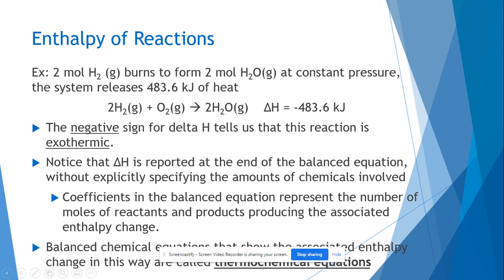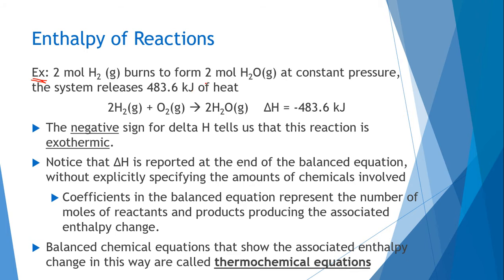So, in terms of that, we're going to go through this little example and a couple things that I want to hit on. Oftentimes, you're going to see the problem worded like this in the example. 2 moles of hydrogen gas burns to form 2 moles of water vapor, because it's in its gas form, at a constant pressure, and it's saying that this releases 483.6 kilojoules of heat.